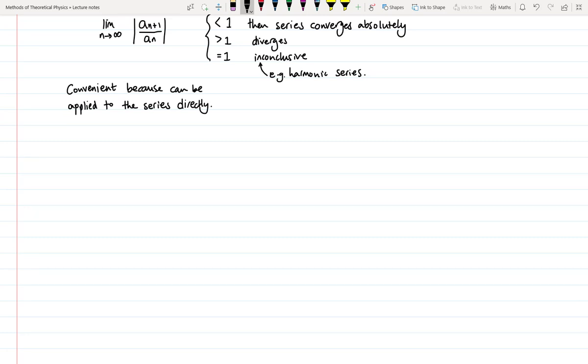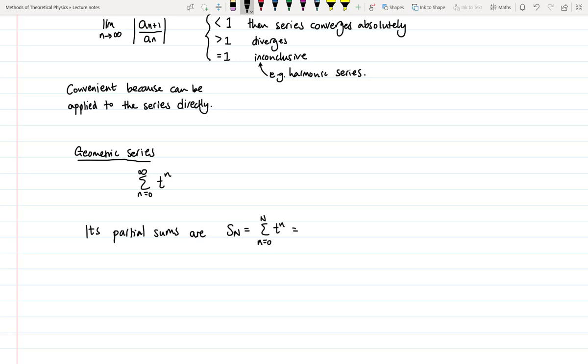We're now going to talk about a very important example of an infinite series called the geometric series. The geometric series are defined like this. The sum from n equals 0 to infinity of t to the n. Its partial sums are Sn, the sum from n equals 0 to n of t to the n. So this is given by t to the 0 plus t to the 1 plus t squared all the way up to t to the n.